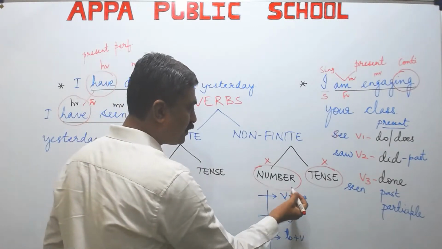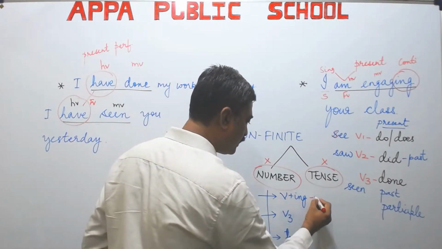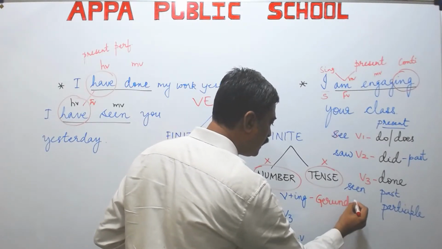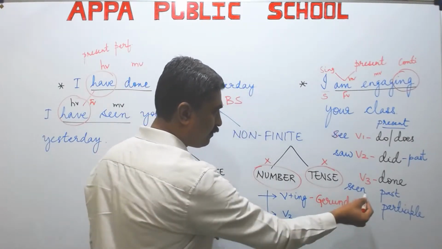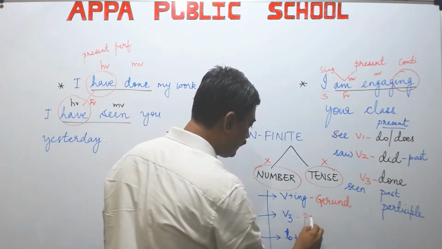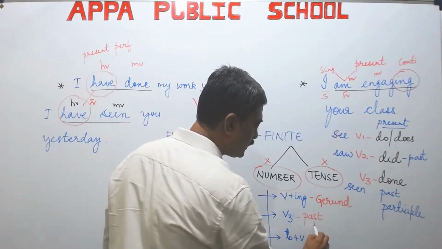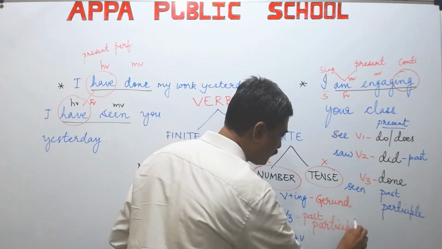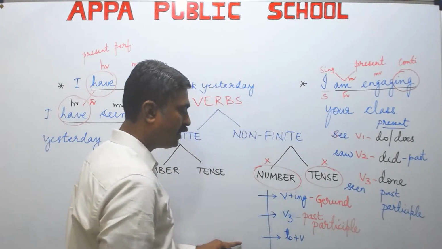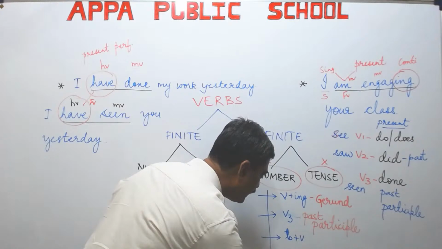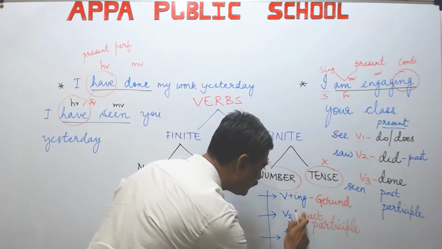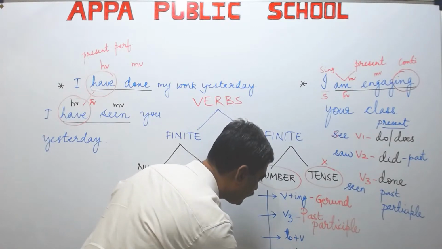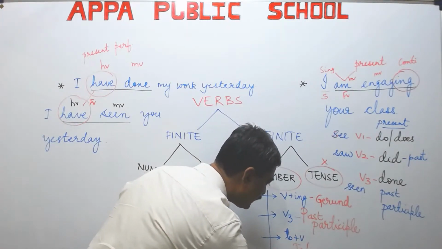A verb that ends with ing is called a gerund. V3, we just had it here, is called the past participle. And the third one is the infinitive.